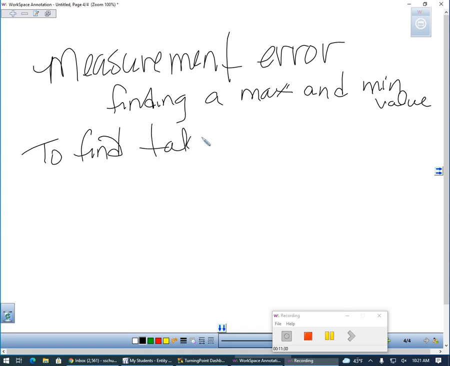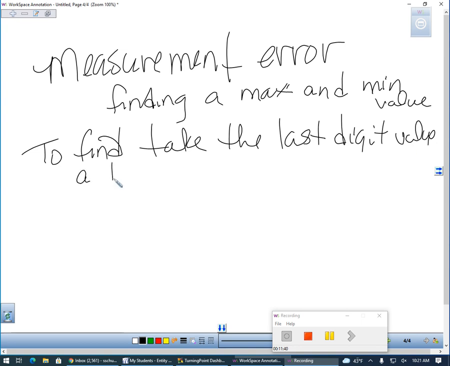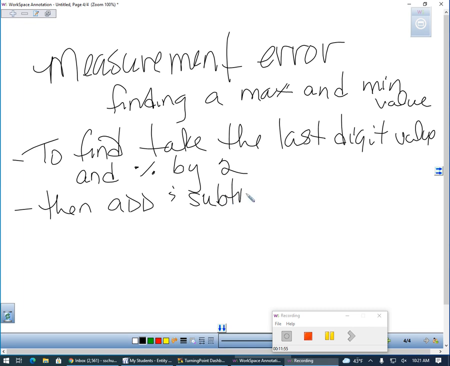take the last digit value, and divide by 2. Okay? Then add and subtract from desired length. All right, so let me explain.